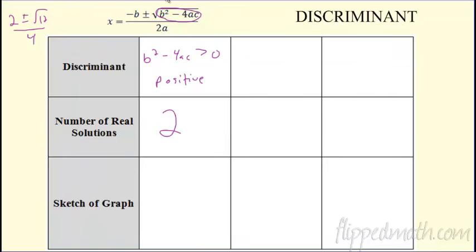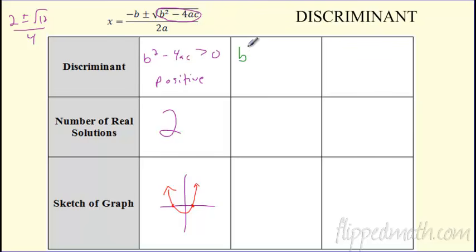And what is that graph going to look like? Well, if I graph it, I don't know if it opens up or down, it depends on the original, but it's going to look something like this because it crosses 2 times. So when your discriminant, or the area underneath the square root, is positive, you're going to get 2 solutions.